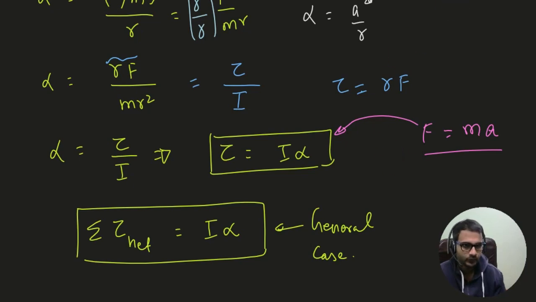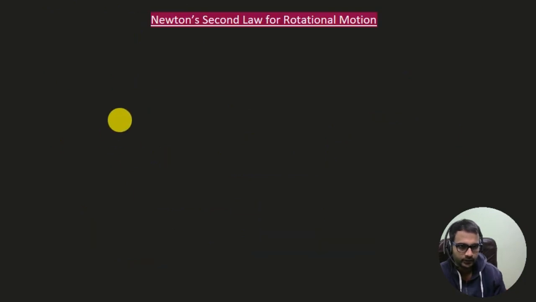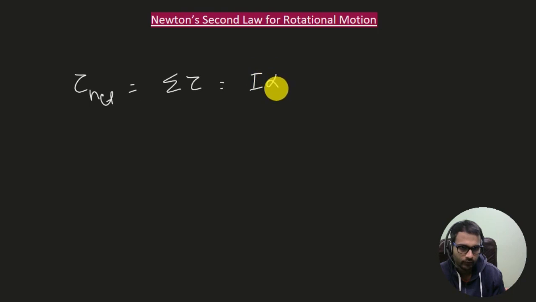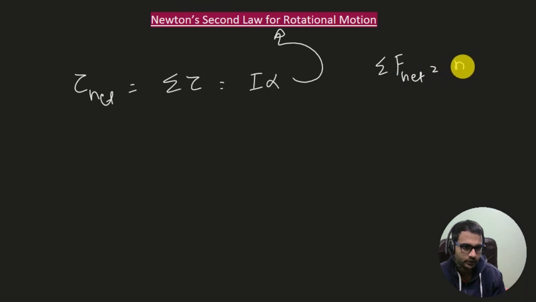Let me write it in a better form. So basically, the thing that we just derived, that the net torque is equal to I into alpha, we call this Newton's second law for rotational motion. And net force equals mass times acceleration was the second law for linear motion.